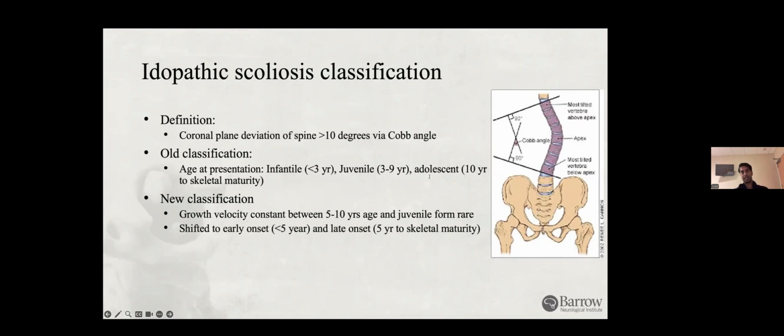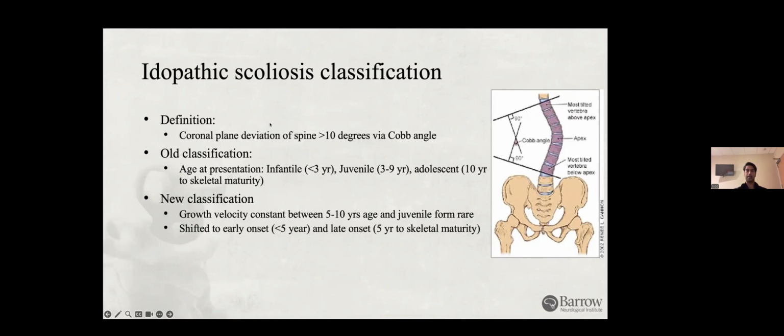The original classification was an age-based criteria. So if you're less than 3 versus 3 to 9 years old versus greater than 10, that's how it was originally described. And honestly, many papers today still use this criteria, especially when we say AIS, short for adolescent idiopathic scoliosis. But nowadays, we recognize that the juvenile form is pretty rare. And the growth velocity itself is pretty constant during these years.